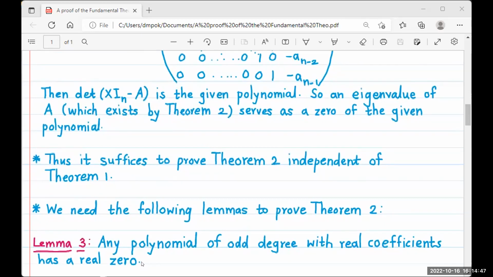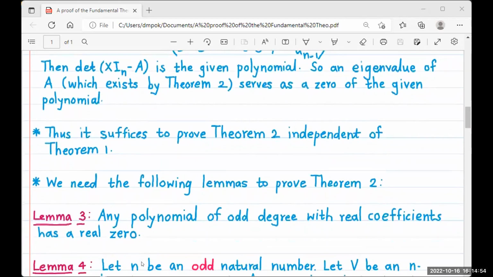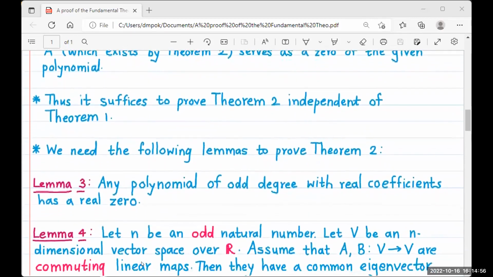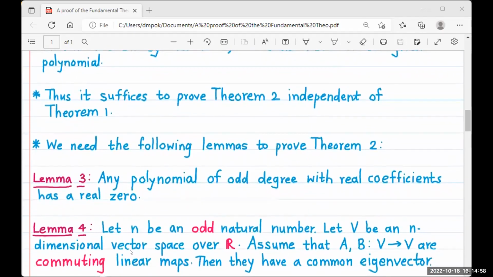Many of you would have seen this in the real analysis course. We prove it using the intermediate value theorem. And using this lemma, we can prove the following lemma. Suppose we have an odd dimensional real vector space, and we take any commuting linear maps A and B on V, that means AB is the same as BA, then they have a common eigenvector.